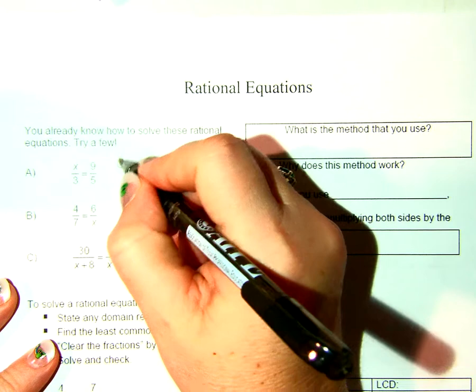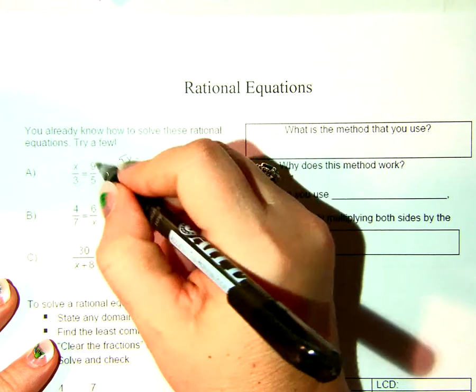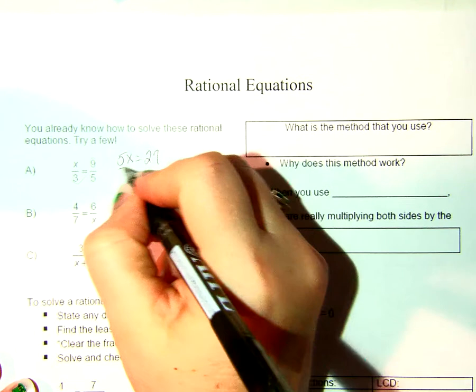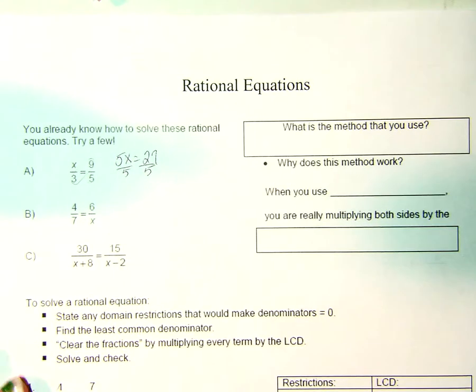We say 5x equals 27. And how do you solve for x? Divide by 5, right? Okay. If I divide both sides by 5, be careful. What do you get? 27 over 5, right? You don't want to rush.